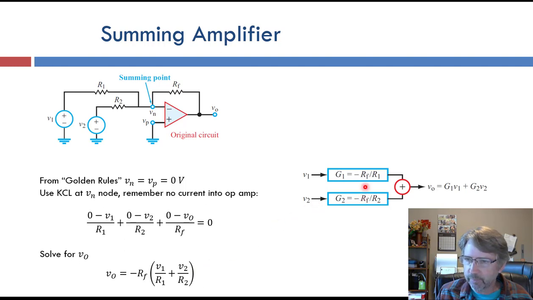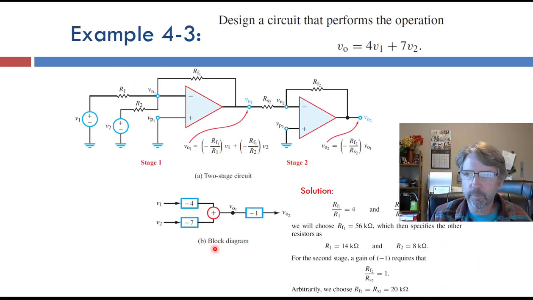So in a block diagram form, we have V1 coming into our system with a gain of negative Rf over R1, and V2 comes in with a gain of negative Rf over R2, and they get added together to get the final voltage. So this is the summing amplifier because it adds them together, but it does flip the sign.